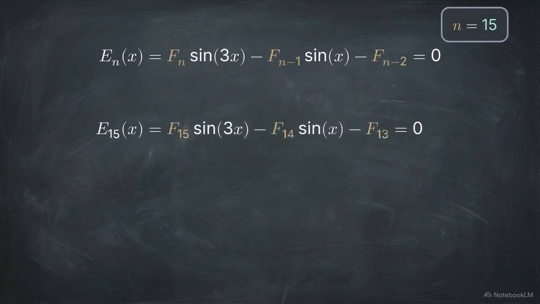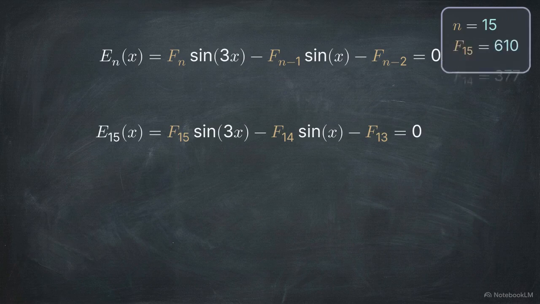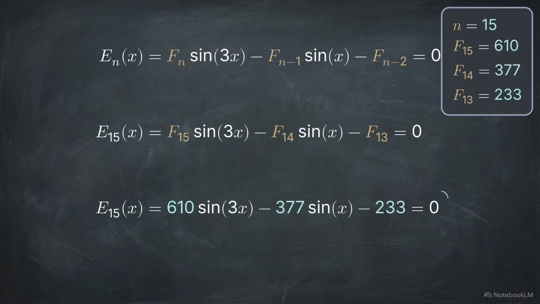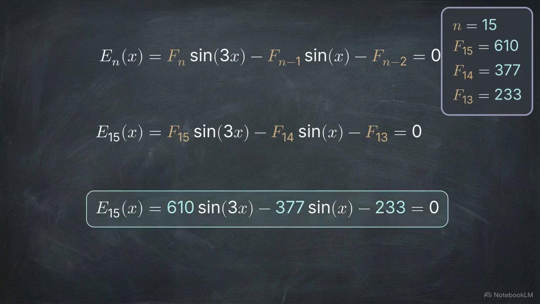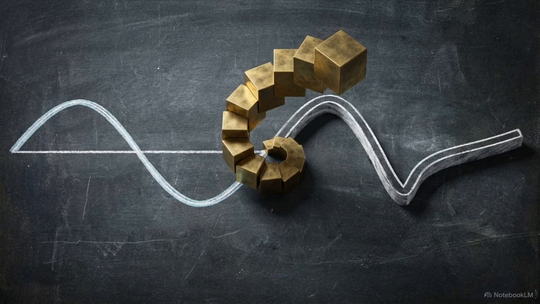By selecting an index of n equals 15, we plug the 15th, 14th, and 13th Fibonacci numbers into the structure. The variables become the weights 610, 377, and 233. The resulting algebraic palindrome is a translated map of overlapping sine waves, regulated by Fibonacci ratios.